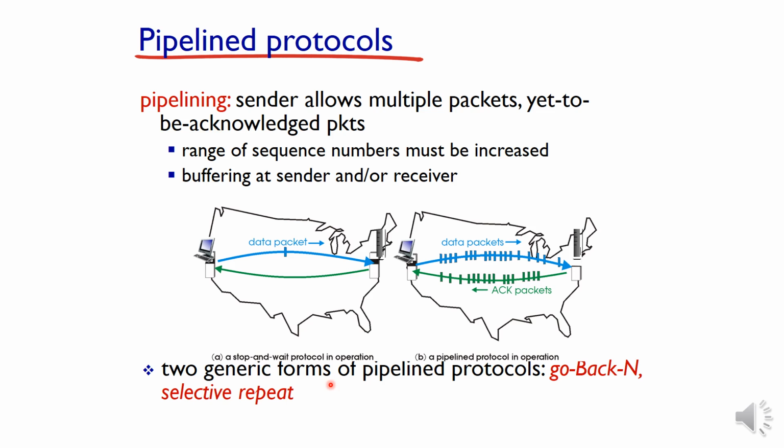The two major forms of pipelined protocols are go back N and selective repeat. These are the two concepts usually used for pipelined protocols. We will study these two in detail in the coming slides.